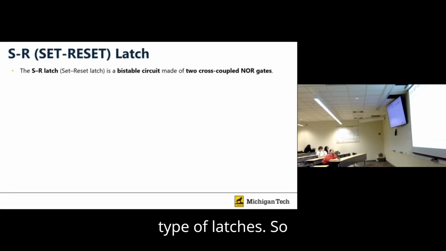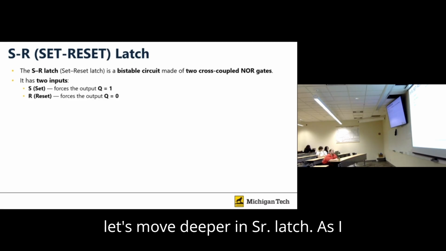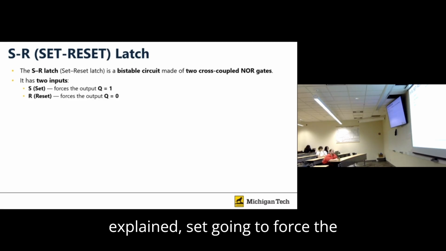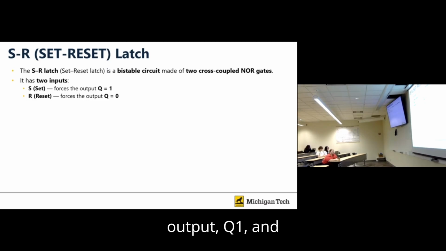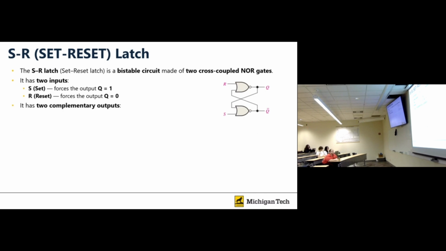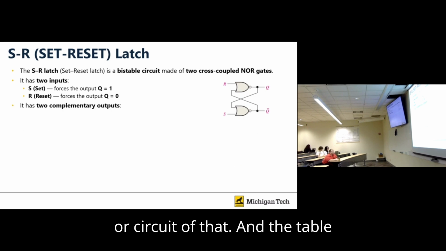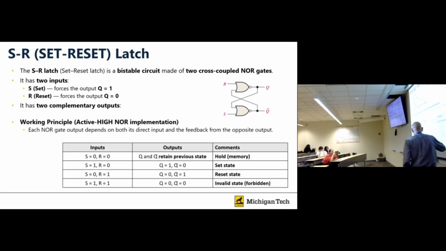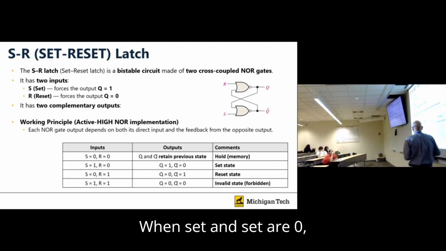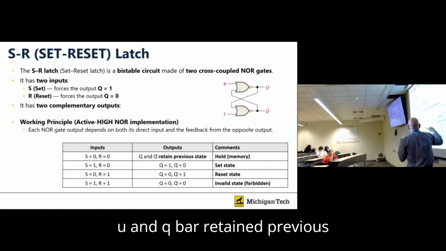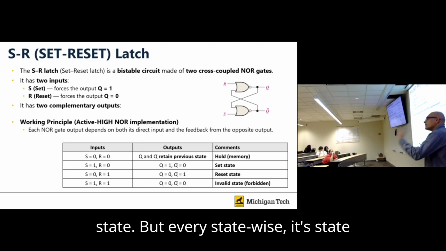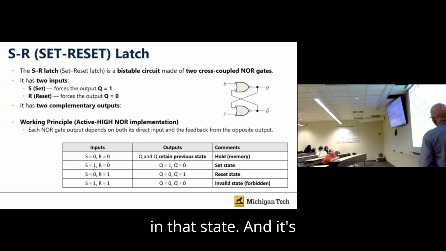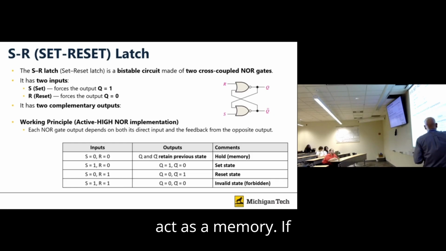Okay, so these were the types of latches. Let's go deeper into the SR latch. As I explained, set is going to force the output Q to 1, and reset is going to force the output to 0. That's the diagram or circuit of that, and the table is here. We already explained this table. When set and reset are 0, Q and Q bar retain the previous state, whatever the state was, and it acts as a memory.